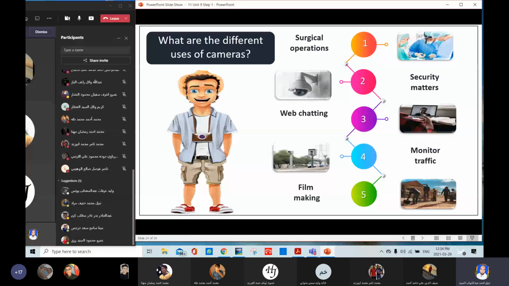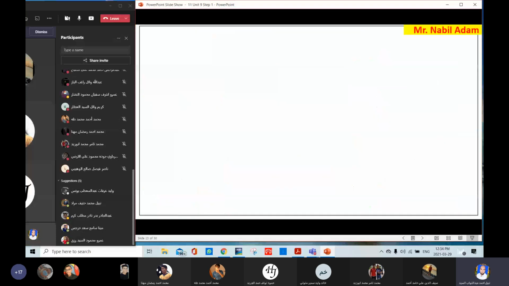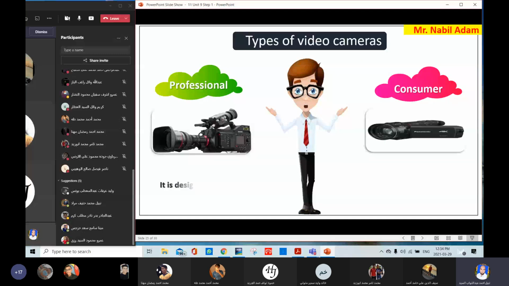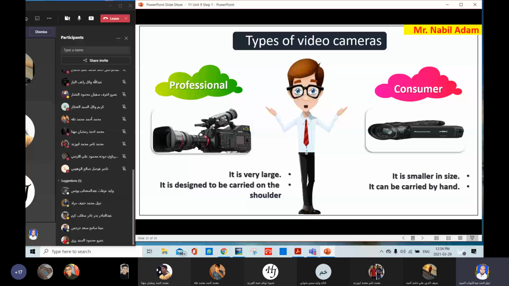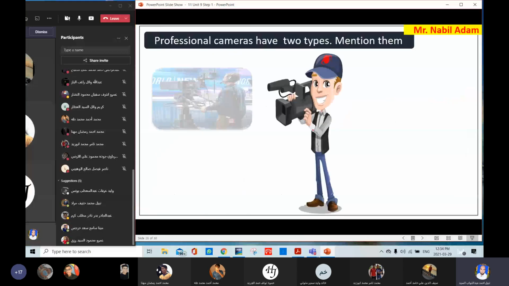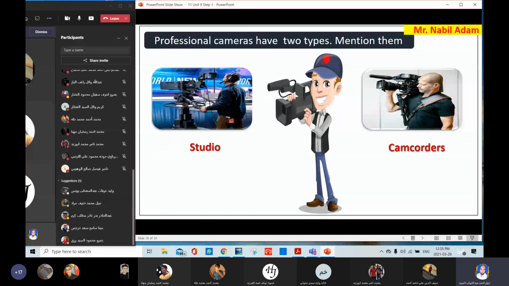And as you mentioned, there are two types of video cameras. We have camcorders, professional and consumer. Professional cameras are designed to be carried on the shoulder. It is very large. While the consumer camera is smaller in size. It can be carried by hand. And there are two types of professional cameras, studio cameras and camcorders. Studio cameras are fixed on pedestals. They have less capability to record, while camcorders are portable. They have high capability to record.